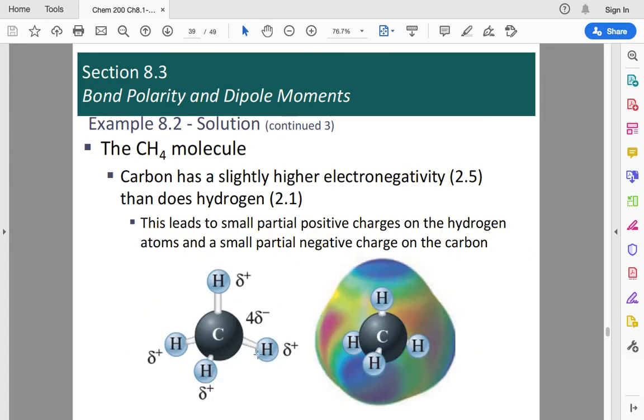And lastly, CH4. This is an example just like the carbon tetrachloride we had. Same shape, but now we have carbon and hydrogen. This is a really important one I want to make note of. This is something you should be writing down in your notes.